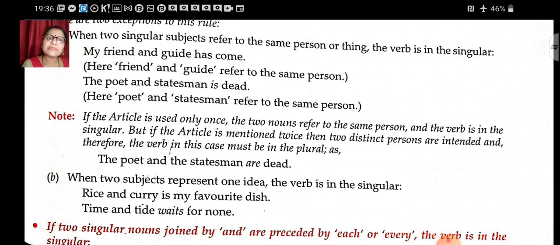When two subjects represent one idea, the verb is in the singular. Now remember students, sometimes, for example, bread and butter goes together. These are not plurals, these are singular ones. Bread and butter and milk and sugar, we usually calculate as one object. So rice and curry is my favorite. It's not going to be are.